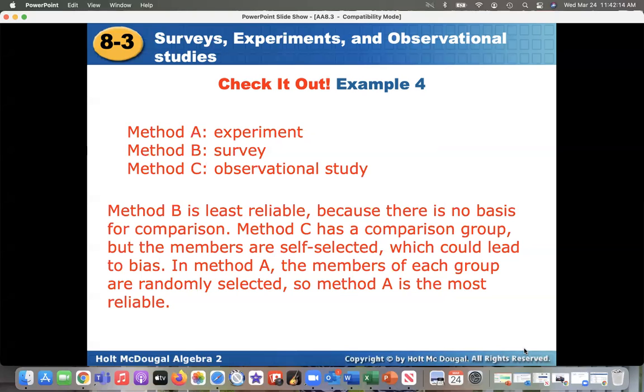So anyway, in method A, the members of each group are randomly selected, so method A would be the best. The way you select things is also going to be important. When they say self-selected, that's people volunteering to be in that group. Is that a good thing? No, because that could create bias. So once again, sometimes you got to think a little bit more than you think at first glance. All right. That's all I have in section 3.